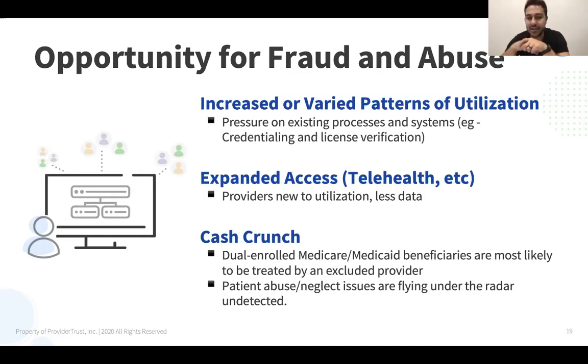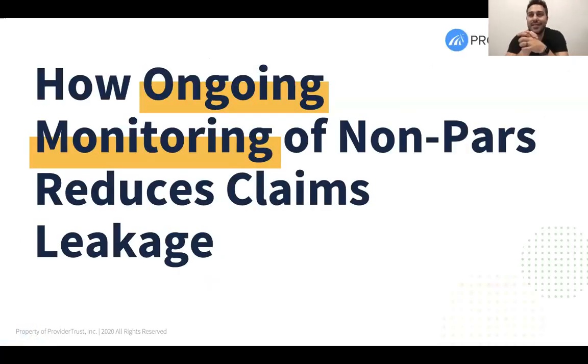And we see patient abuse or neglect issues are flying under the radar undetected as it relates to your growing utilization within your government programs and understanding how to prevent leakage, but more directly in this last bullet is keeping members safe as well. So Katie's going to talk about just how one of the ways to reduce claims leakage is to really talk about what does successful monitoring really look like.